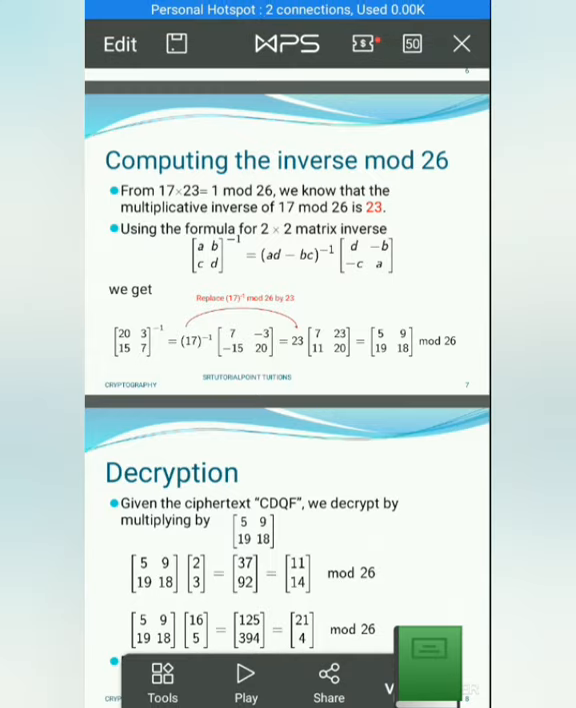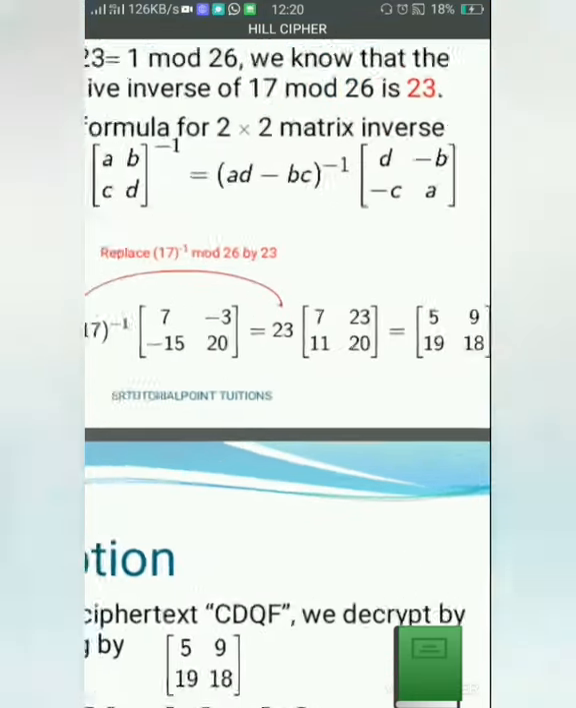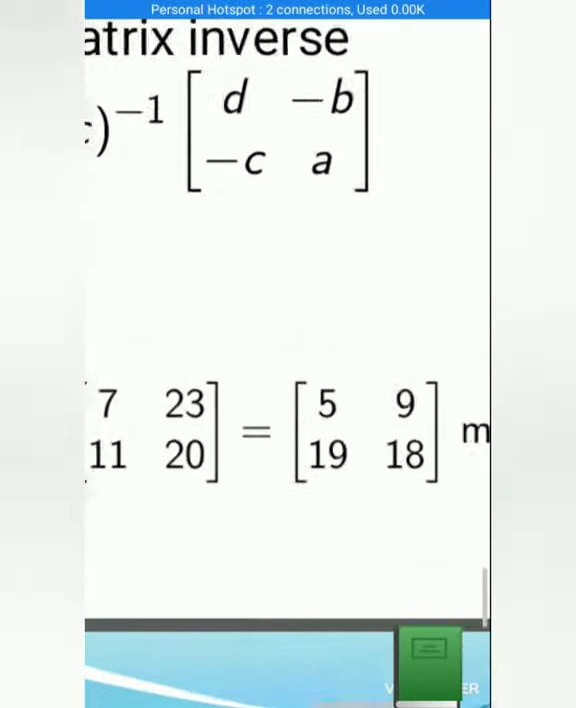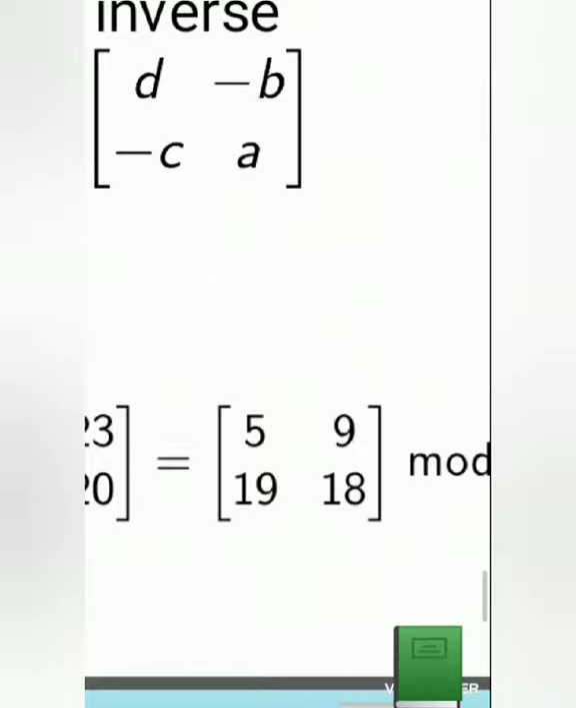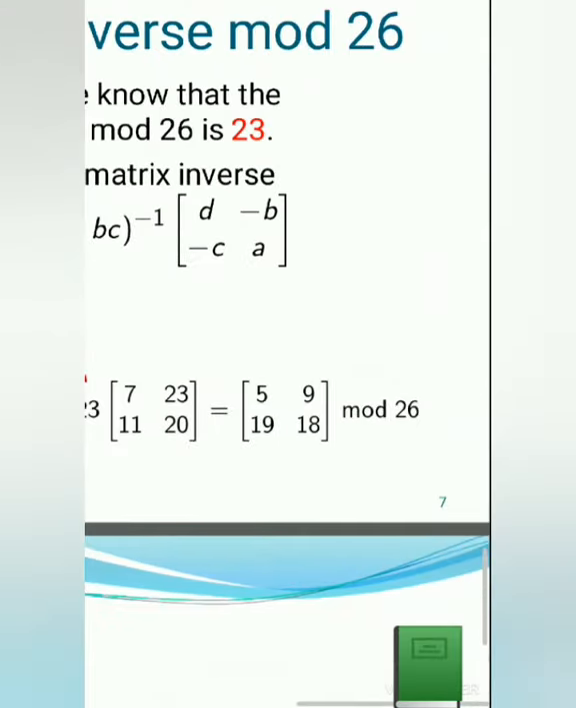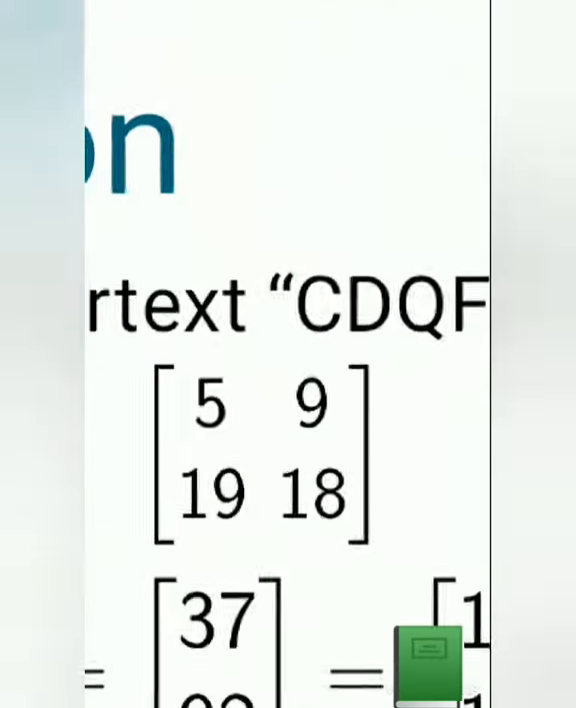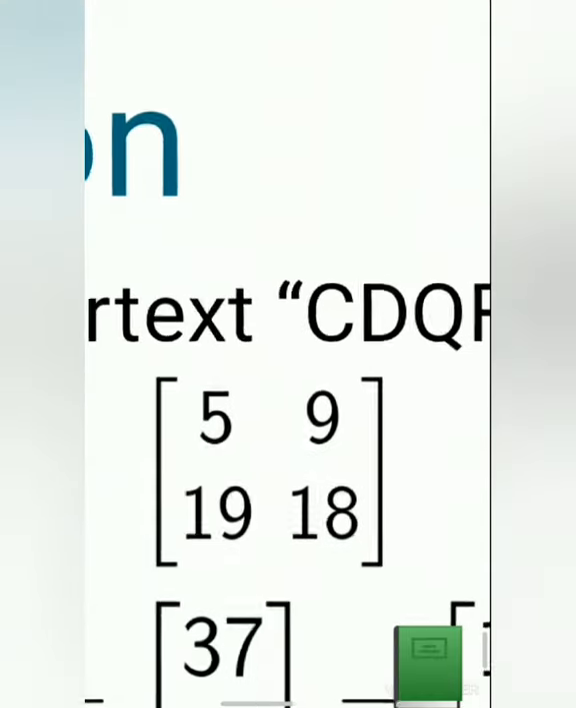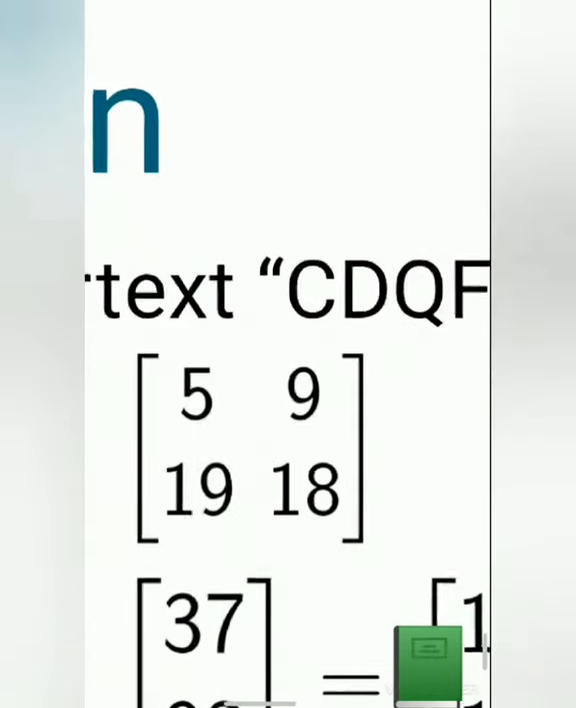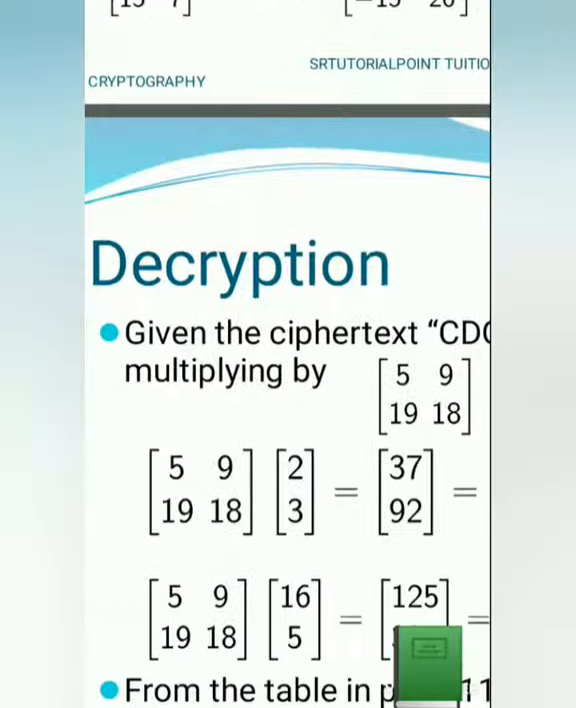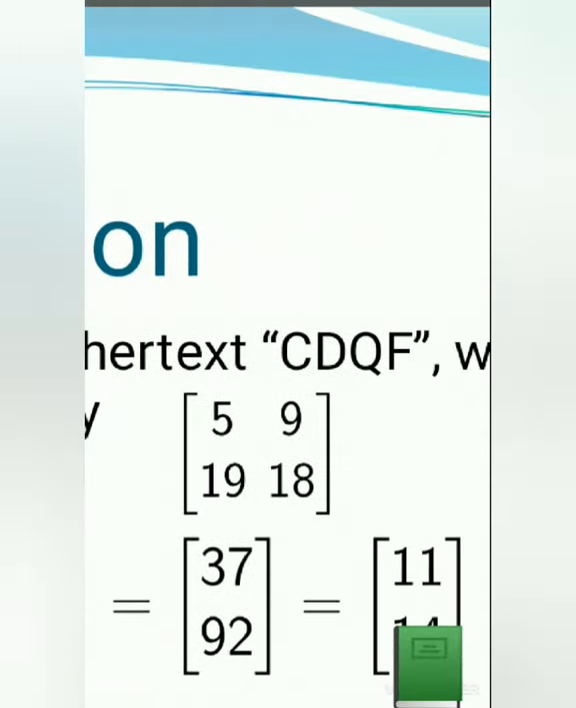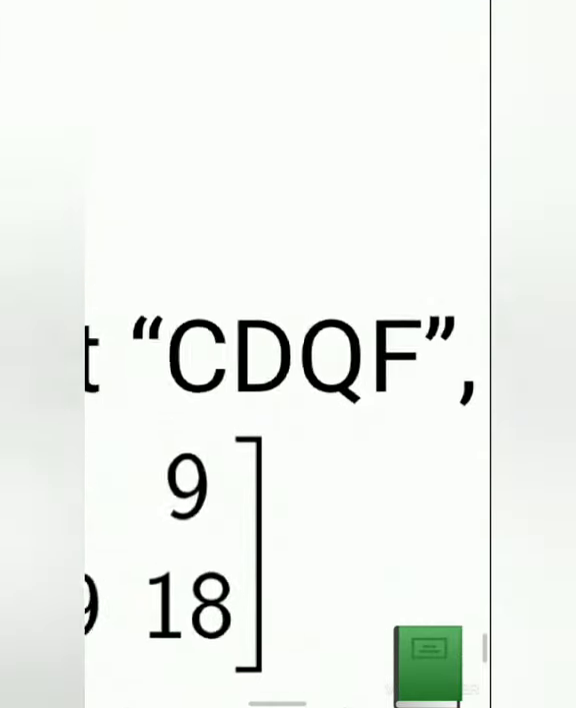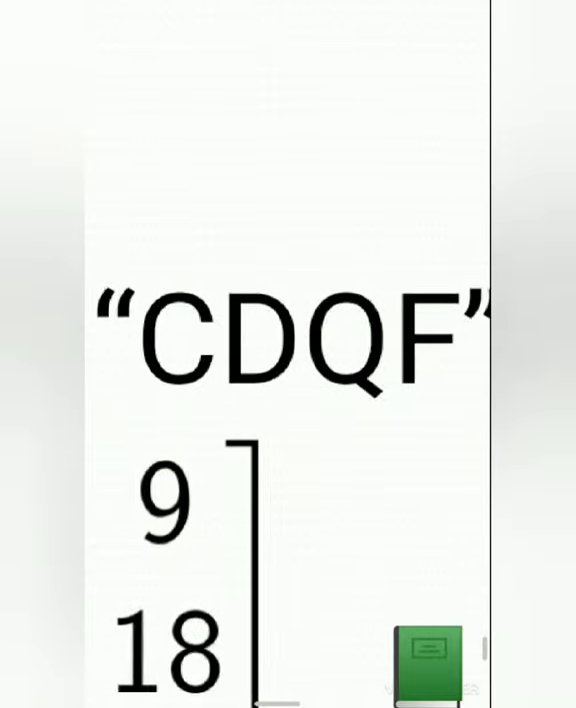Keep this key separately: 5, 9, 19, 18. This key is used for decryption purposes. Then this is the ciphertext. Using this ciphertext only, we are going to find the plain text.